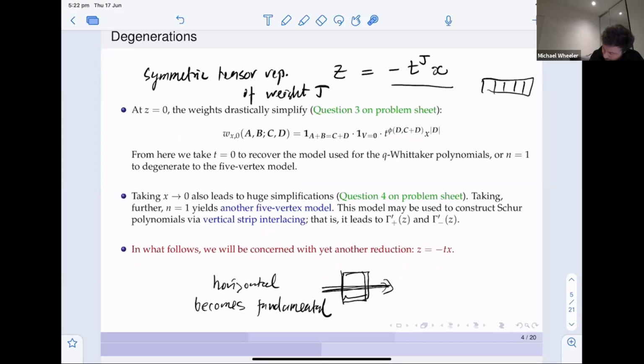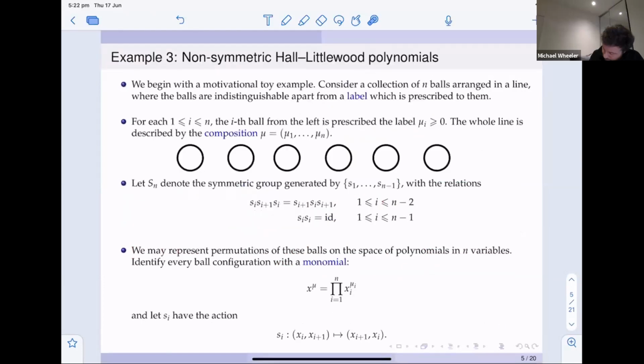Okay, so the third example in the catalog of examples will be the non-symmetric Hall-Littlewood polynomials. So these are going to be polynomials that will now depend on t, but they will not have a q. All right, so it's just the t here. And the presentation of this is going to get more complicated as we go on. So I want to begin with a very simple motivational example and then go into more depth.